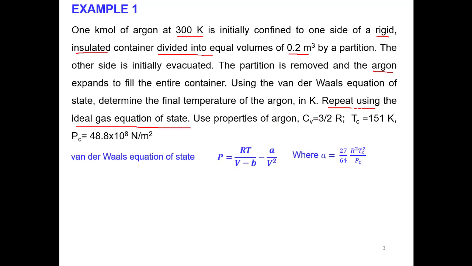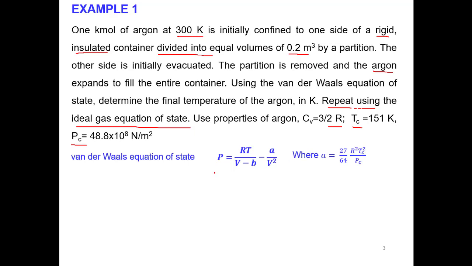Use the properties of the argon like Cv is equal to 3/2 R, where R is the gas constant. Critical temperature and critical pressure for the argon are given. So based on this given data, and we also know the van der Waals equation of state, pressure P is equal to RT by (V minus b) minus a by V squared, where a and b are constants, and a is further a function of different constants like 27, 64, R, Tc, and Pc, which are all constants.